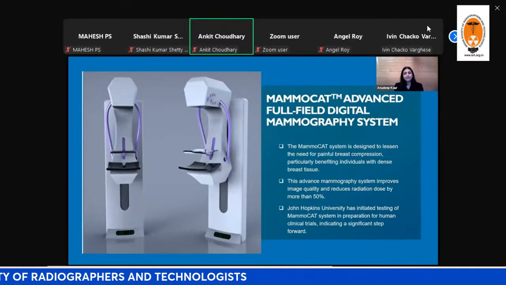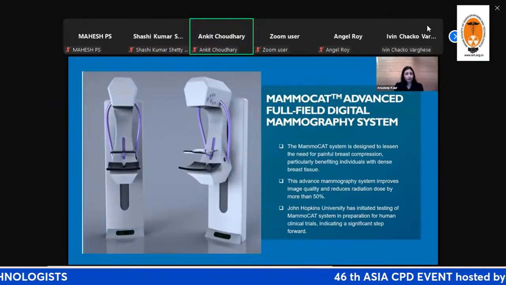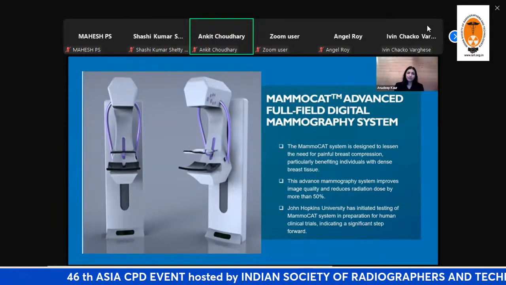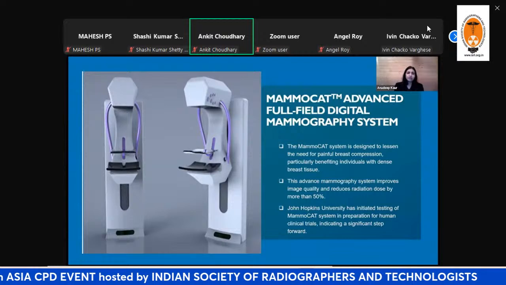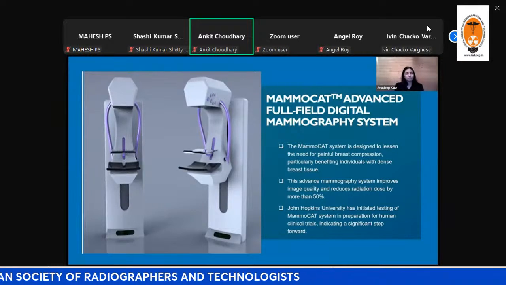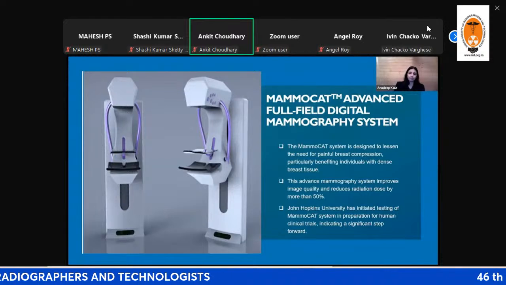So this is still in an investigation phase, and there is still study going on. There is one university, Johns Hopkins, which currently has this system, and they are trying to find out more data on how it can affect patient comfort and reduce the pain perception in the mammographic procedure.